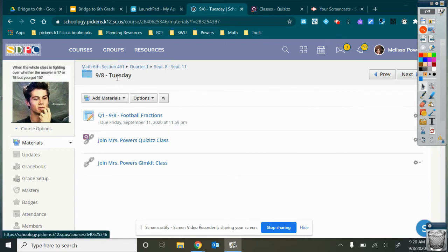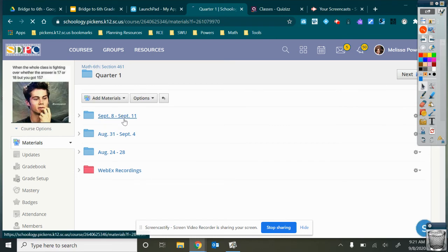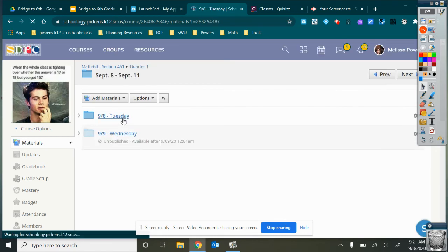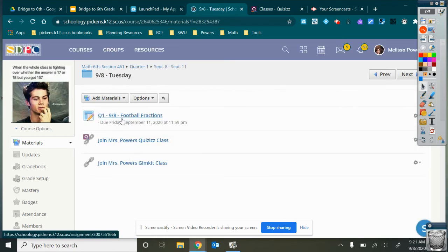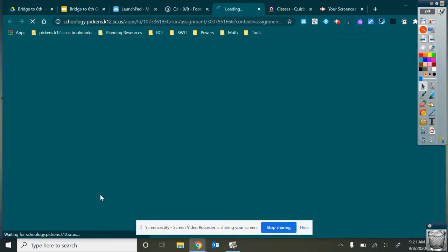So if you are in your materials folder, to get to the assignment for today, the football fractions, you can either come over here to upcoming and click football fractions, or you can go through quarter 1, September 8th through 11th, Tuesday, which is today's date. You won't see that Wednesday folder, and click on the football fractions here. But I'm going to go ahead and open up that assignment so that you can see it.